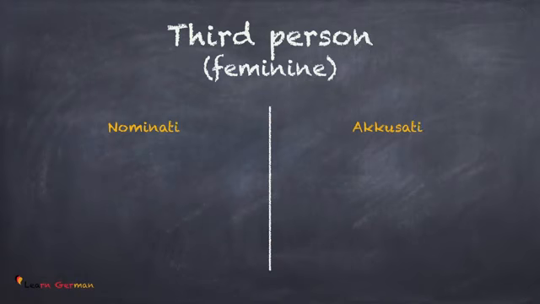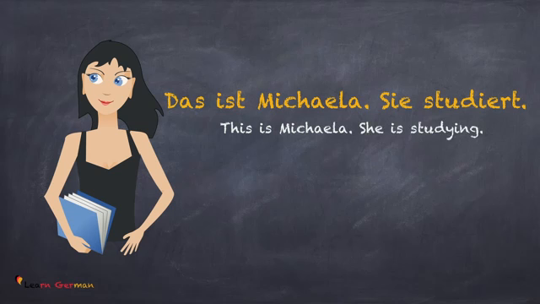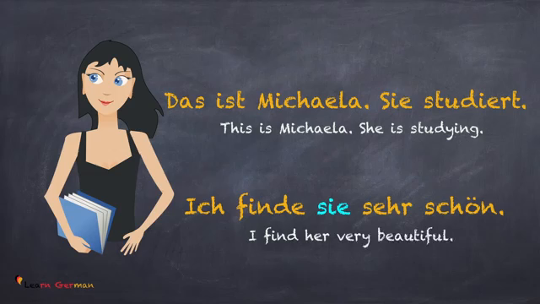Moving on to the third person feminine sie. In accusative, it remains the same, sie. Let's see how to use it. Das ist Michaela. Sie studiert. Ich finde sie sehr schön. Here again, ich is my nominative subject, whereas sie is the accusative object. Here sie is the accusative for sie. This is easy to remember as both the forms are the same. You should remember here that this sie is written with a small s. Only at the beginning of a sentence you write it with a capital S.